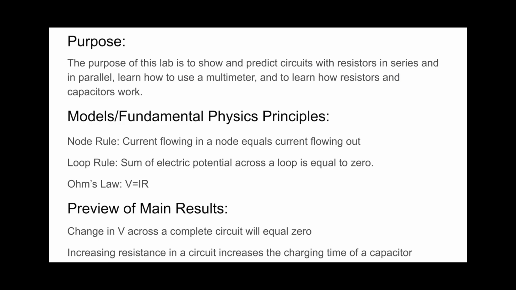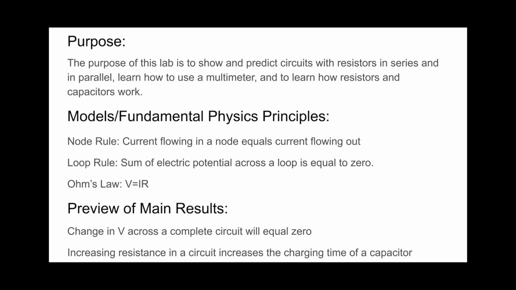Introduction. The purpose of this lab is to show and predict circuits with resistors in series and in parallel, to learn how to use a multimeter, and to learn how resistors and capacitors work. The models and fundamental physics principles that will be explored are the node rule, which is current flowing into a node equals the current flowing out of a node, the loop rule, the sum of electric potential across the loop is equal to 0, and Ohm's law, which is V equals IR.